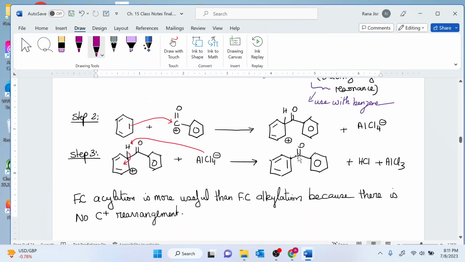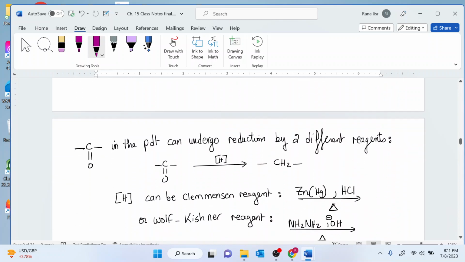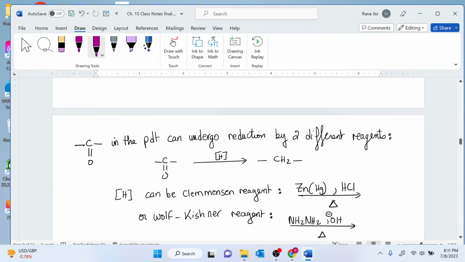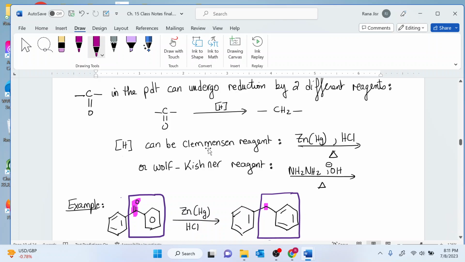What makes it also more useful is the carbonyl that you form in the product. You can also reduce it into a CH2. So that carbonyl can undergo reduction into a CH2 by two different ways. Either you can use a Clemmensen reaction, or you can use a Wolff-Kishner reaction. Wolff-Kishner reaction involves the use of a base together with hydrazine. Hydrazine is NH2, NH2, and heat. The other type of reduction reagent is using an acid and zinc wrapped in mercury. You are responsible to know both of these reagents and both names of these reagents.